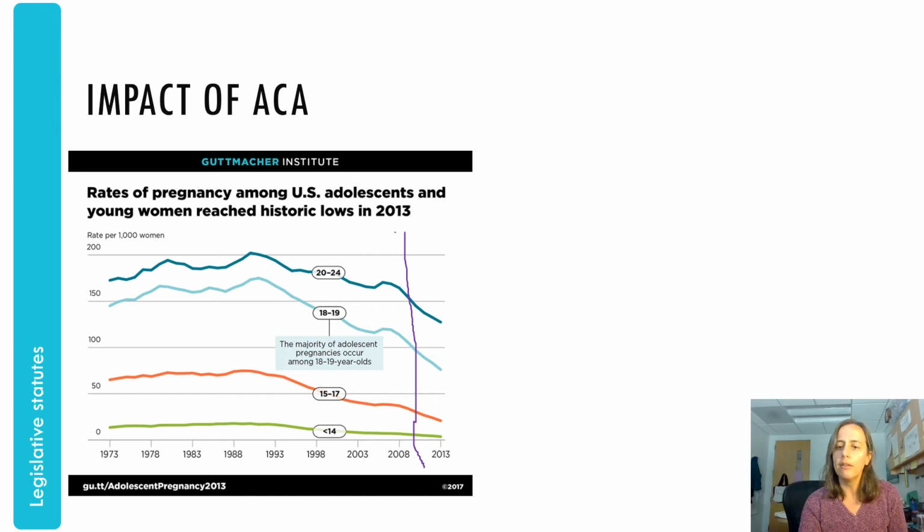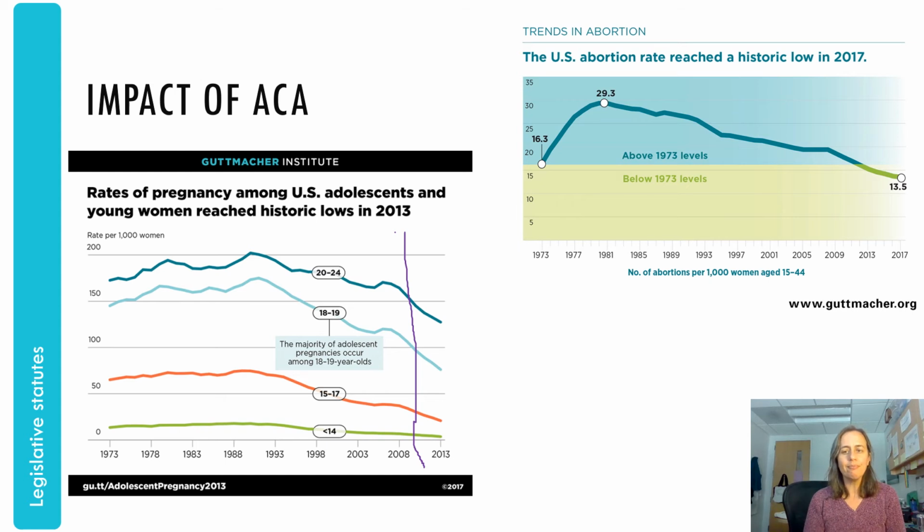And you say, okay, so people are less likely to have an unplanned pregnancy. What else does that translate into? Very interestingly, it translates into a much lower rate of abortions. Our abortion rate in this country has been dropping for a long time, but you can see the change in slope that happened after the Affordable Care Act went into play.